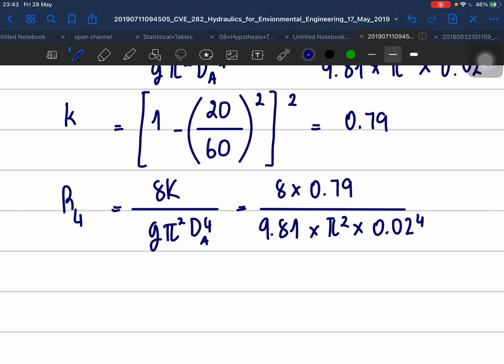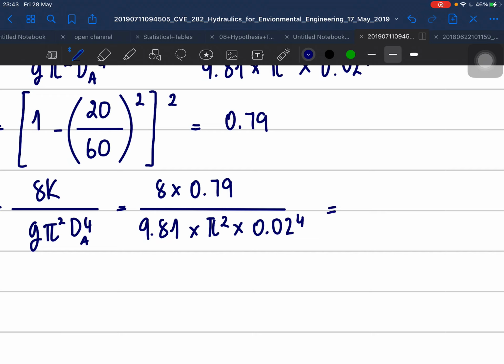D4 is actually dA, 0.02 to the power of 4. Yes, I got it right this time. I'm not writing to the power of 2 anymore. 9.81 times pi squared. Huh? Pi. Give me pi. Squared times 0.02 to the power of 4. Wow. Fascinating.